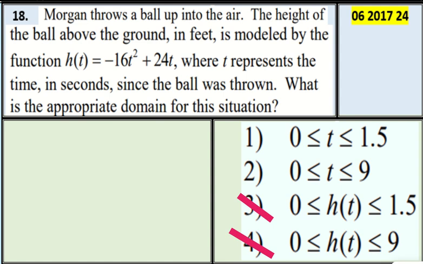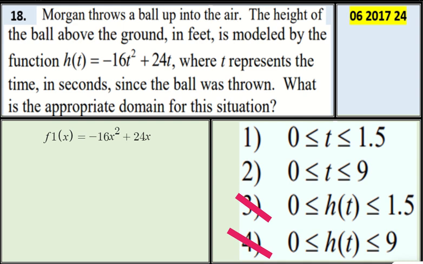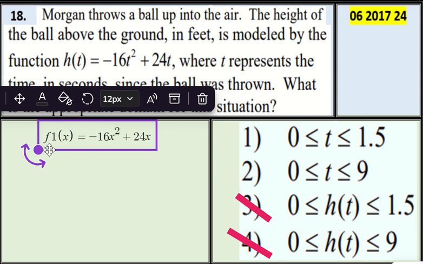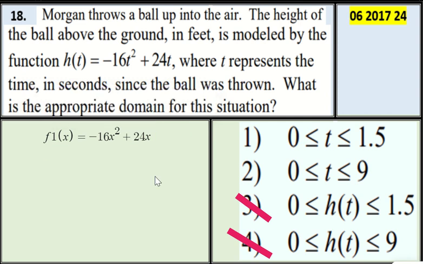Now, what I want to do is graph this function on my graphing calculator and see how long that ball is actually in the air. Before I open my calculator, notice that I rewrote my equation in terms of f of x. I know the first graph in my calculator is graph f1. So f1 of x equals negative 16x squared plus 24x. Because if I start putting t's in my graphing calculator, nothing good's going to happen, and I'm not going to get any closer to the answer.